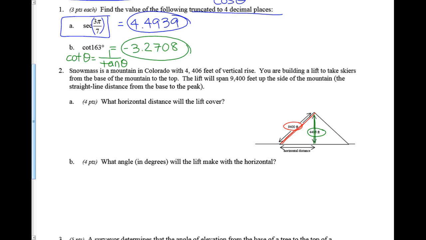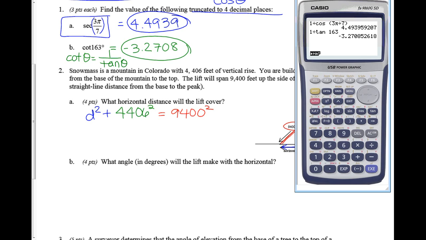Question A says, what horizontal distance will the lift cover? So the horizontal distance is this distance down here. We know the vertical and the horizontal make a right angle. Since this is a right triangle, we can use the Pythagorean Theorem. I'm going to call this D for distance, and my 2 legs of my triangle are D and 4,406. So I'm going to square each of those, and when I add them together, that has to equal 9,400 squared.